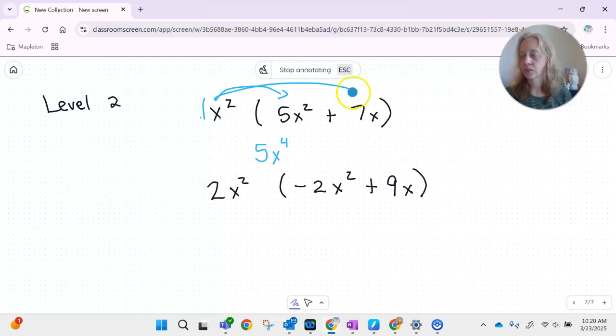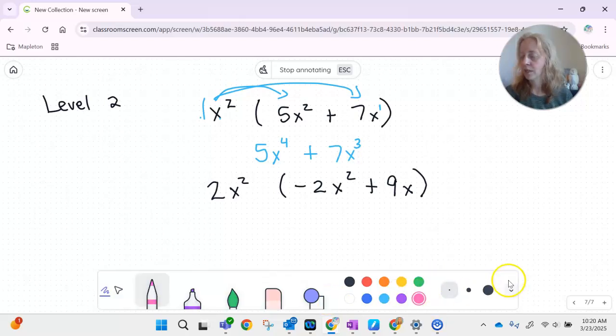Now we're going to do the second term. Okay, our coefficients are getting multiplied together. 1 times 7 is 7. 7x has a silent 1 as an exponent. So my x squared times x to the power of 1, 2 plus 1 is 3.